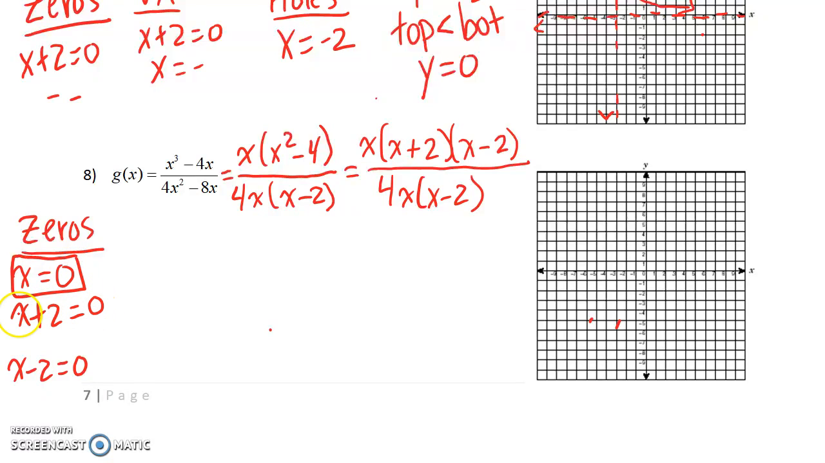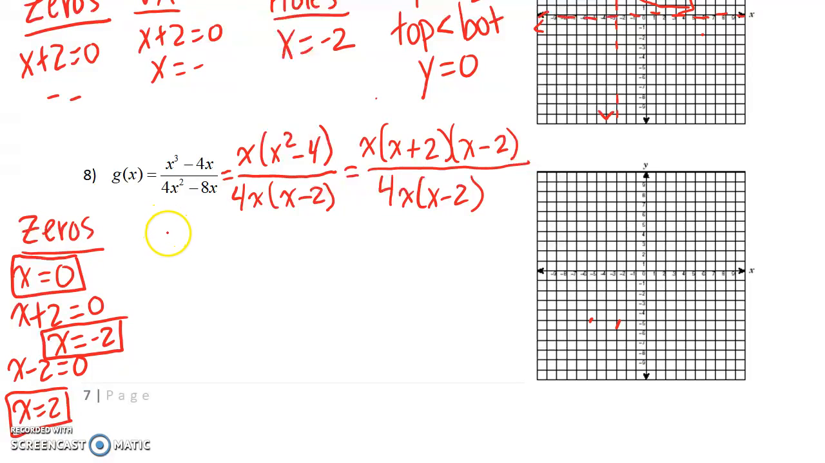Forgot to write that 0. So x plus 2 equals 0. When I solve that for x, I subtract 2 from both sides, and I get x equals negative 2. And then this last one, x minus 2 equals 0. I add 2 to both sides, so my final zero would be x equals 2. Those are all of my zeros.